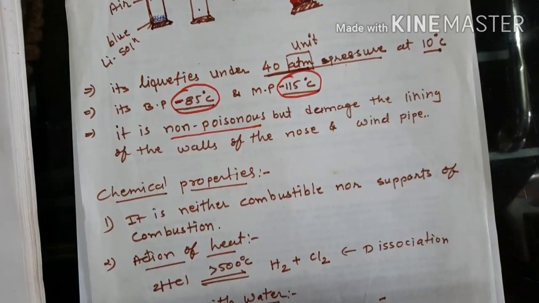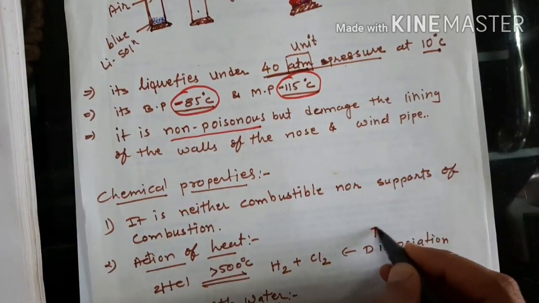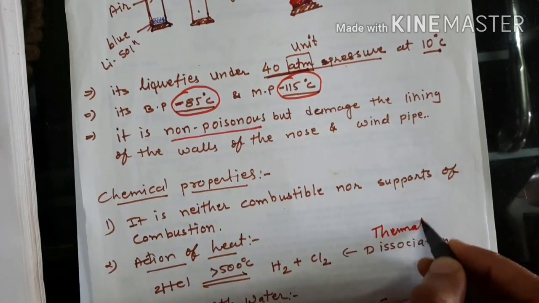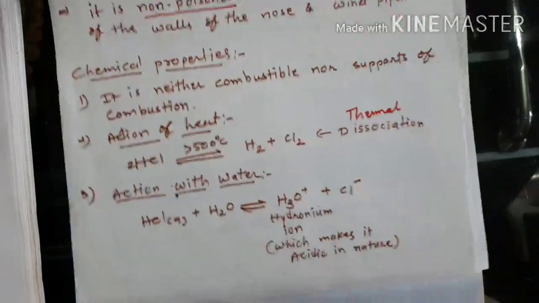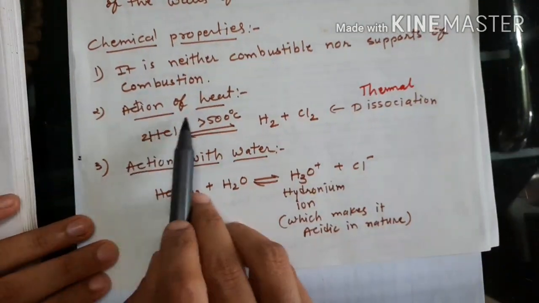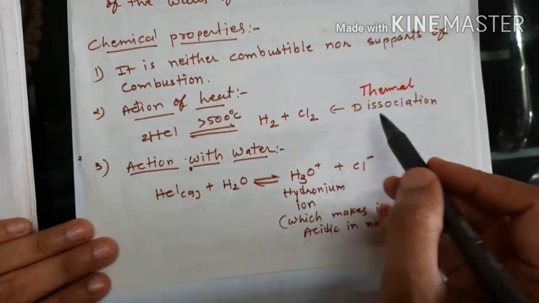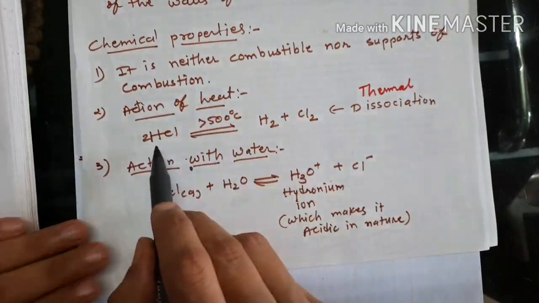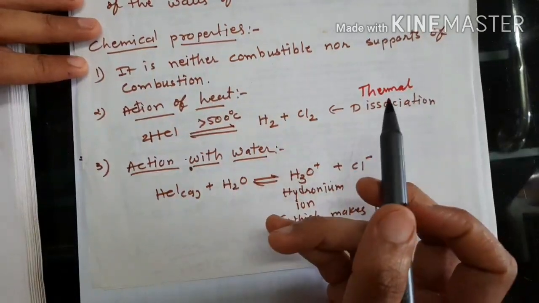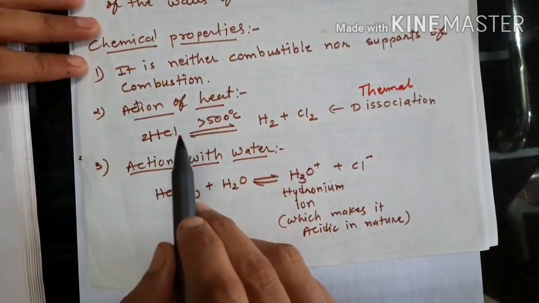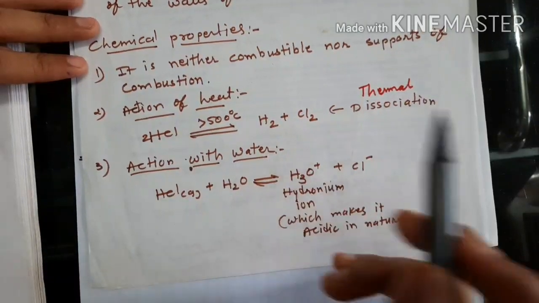Second chemical property, action of the heat, or we can say thermal dissociation. Thermal means when we heat some chemical and that chemical is dissociated into another substance, which is called thermal dissociation. So that is the action of heat. When HCl gas is heated beyond 500 degree centigrade, it dissociates.